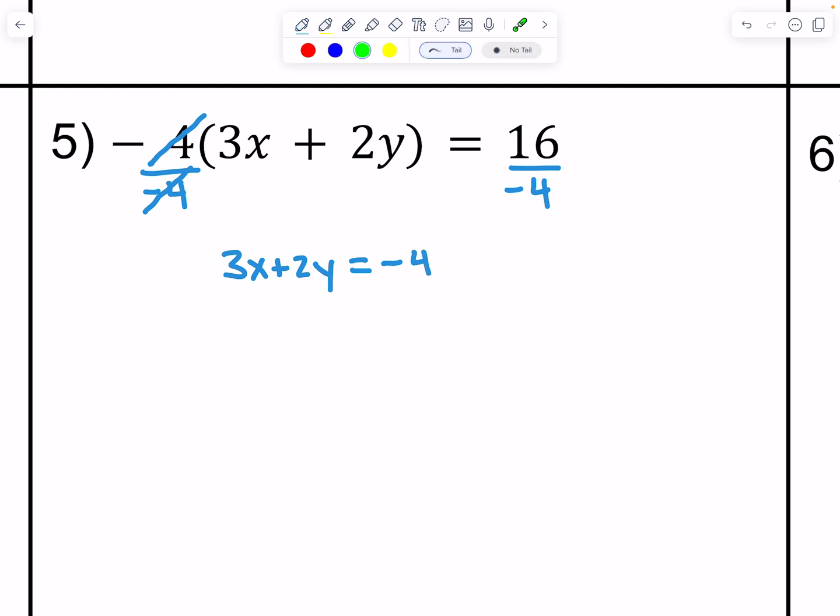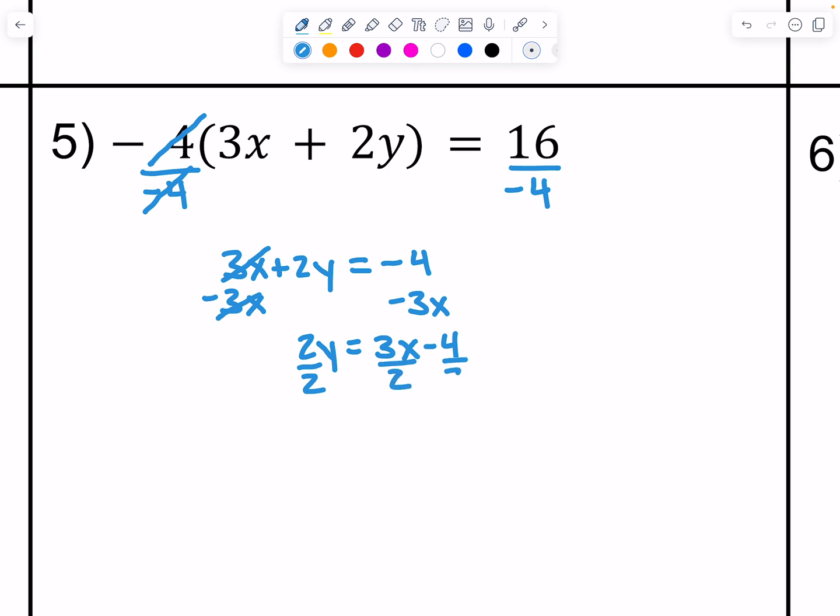And then the next thing to do is move our x. So it's a positive 3, and we need to move it over to the right. So let's subtract 3x from both sides. 3x minus 3x will add up to 0. And we get 2y is equal to -3x minus 4. And then we just have to get rid of our number in front of y by dividing it out. So let's divide everything by 2, and we get y equals -3/2 x minus 2. So then we can tell that our slope would be -3/2, and our y-intercept would be -2.